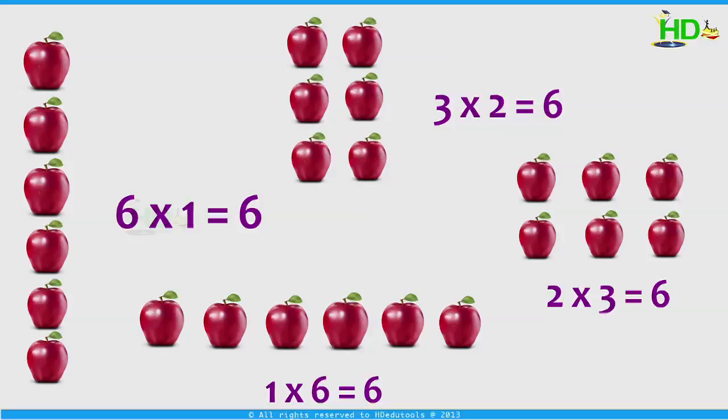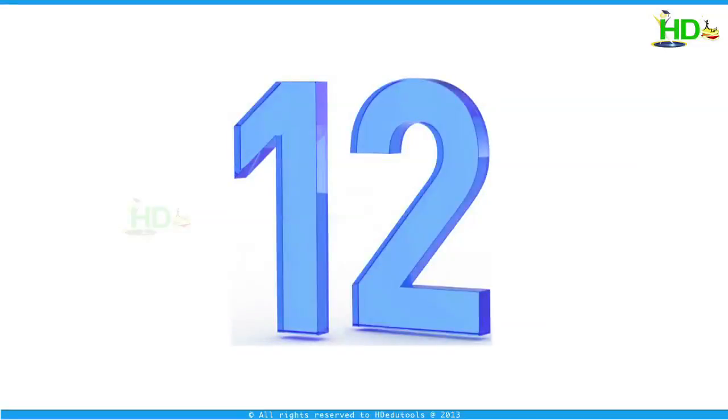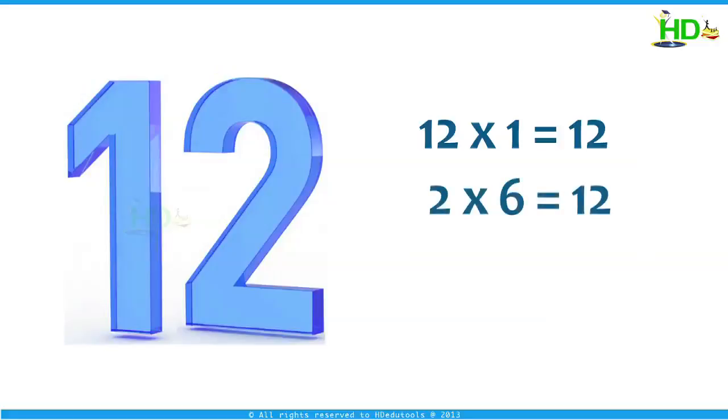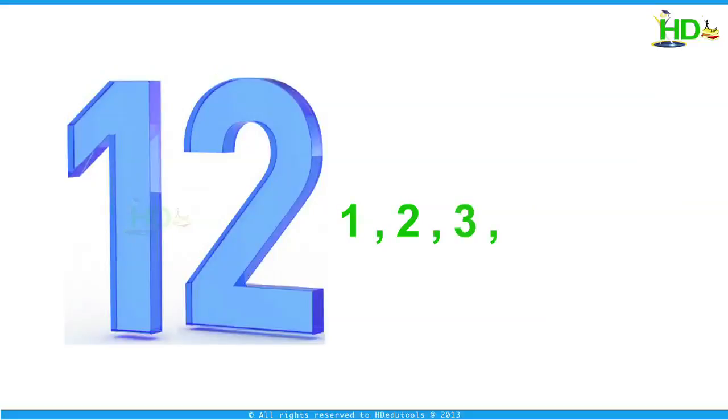We'll take another example. Consider a number 12. Now here also we can write 12 as 12 is equal to 12 into 1, or 12 is equal to 2 into 6, or 12 is equal to 3 into 4. So from all these arrangements, we can say that 1, 2, 3, 4, 6 and 12 are the factors of 12. Means these numbers divide exactly the number 12. So we can say that these are the factors of 12.